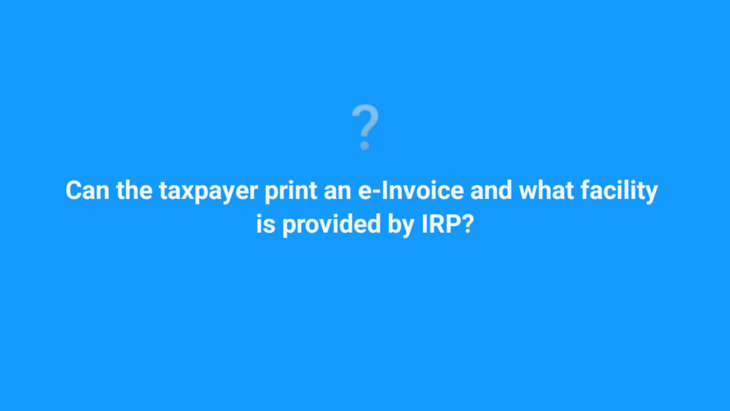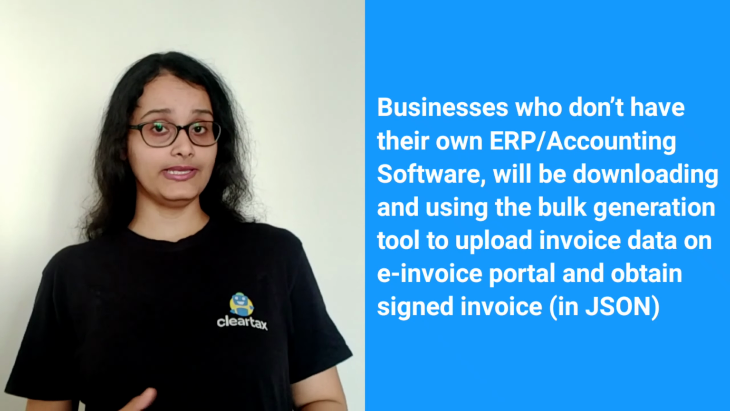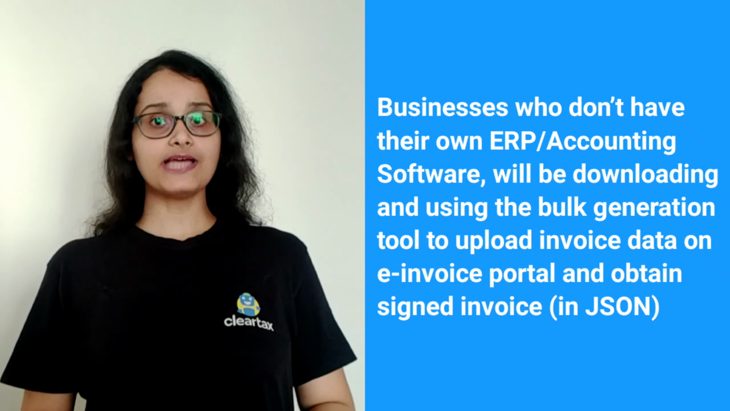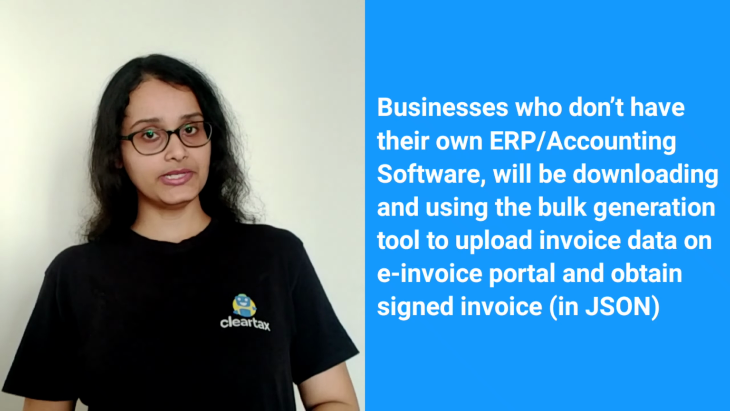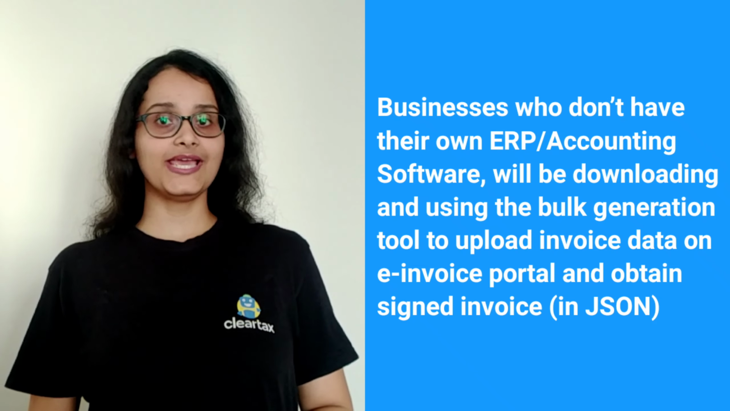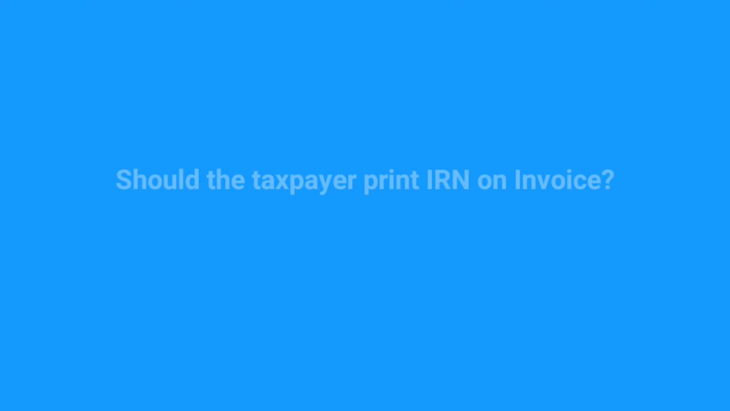Can the taxpayer print an e-invoice? Yes. Once the IRP returns the signed JSON, it can be converted into PDF and printed if required. Businesses who don't have their own ERP or accounting software will be downloading and using the free offline utility, that is bulk generation tool, to upload invoice data on e-invoice portal and obtain signed invoice in JSON. In this scenario also, there is a facility on e-invoice portal to generate human-readable PDF copies of invoice for save, print or email.